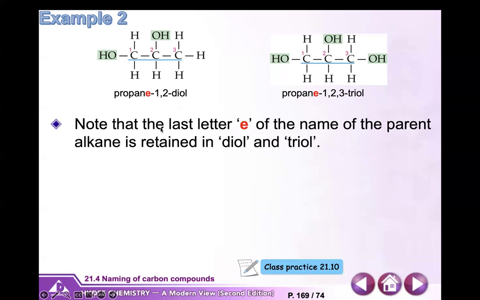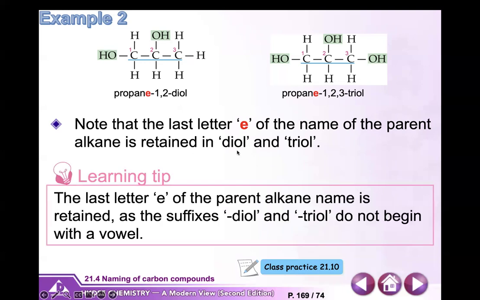The E in the alkane is originally retained, and then it becomes diol and triol. That is, the E is retained. As a result, don't omit the E. If it is propanol, we need to omit the E. But if it is diol or triol, we don't need to omit the E. We need to get back the E here.